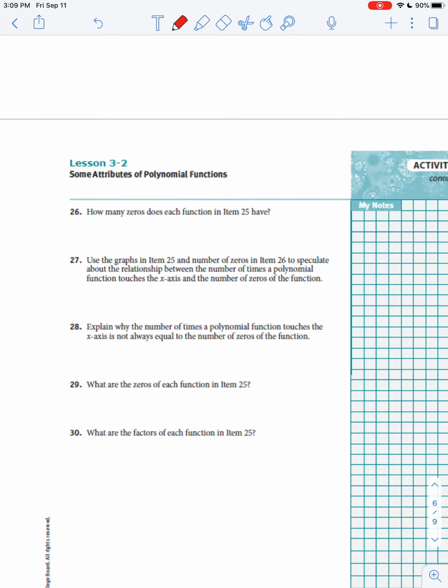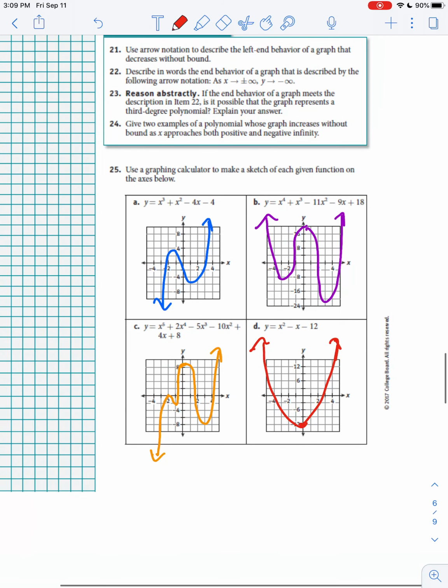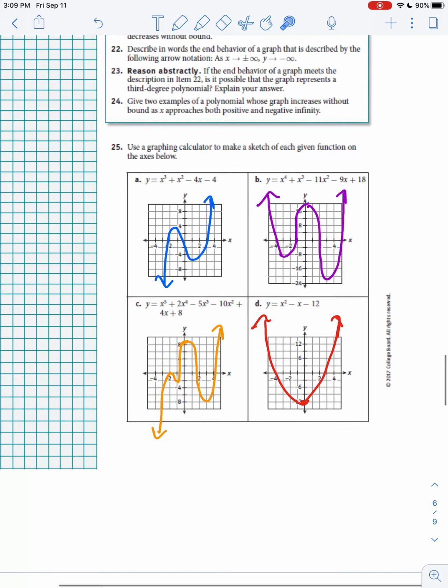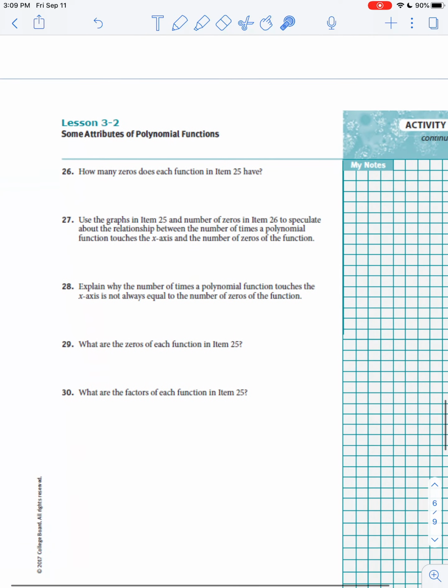So, they ask us a question about number 25. It says, how many zeros does each function in item 25 have? Okay, well, if we back up, we can see that in part A, our cubic had 1, 2, 3 zeros. Our quartic had 1, 2, 3, 4 zeros. Our quintic should have 5. It looks like we only have 4. 1, 2, 3, 4. But this one actually counts as a double zero, which is something you might have seen when the quadratic just bumped up against the graph. It just means two of the factors are going to be identical to each other. And then in quadratic, we have 2 zeros there and there. Okay, so we can talk about the zeros.